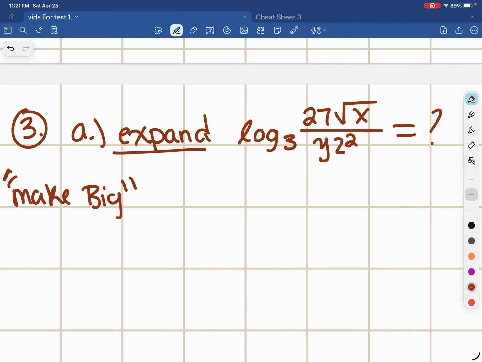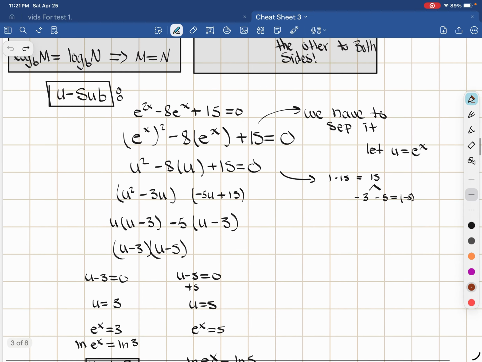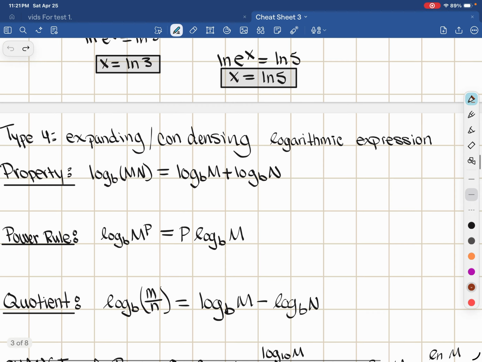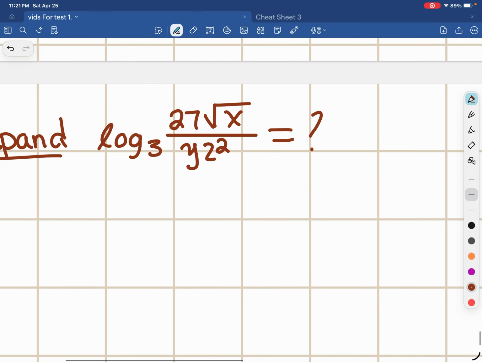So let's start off with what we have. Right off the bat, I'm seeing a division problem. I know for expanding, we're trying to get this all the way out, so we can use one of our rules. The rule that we're going to specifically look for is the quotient rule. So let's write that out right here.